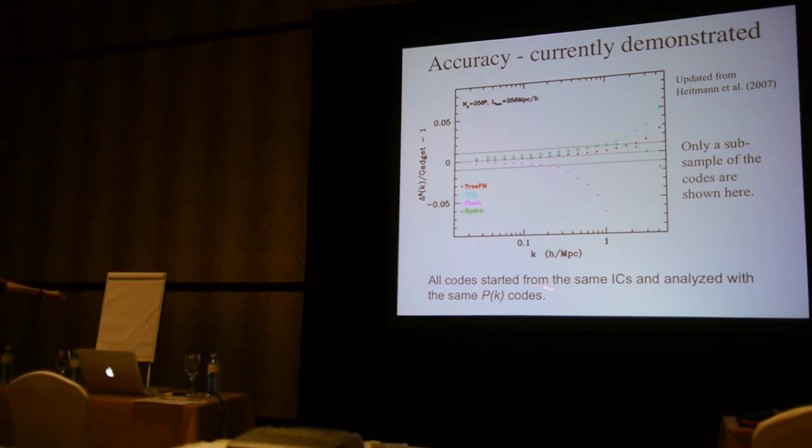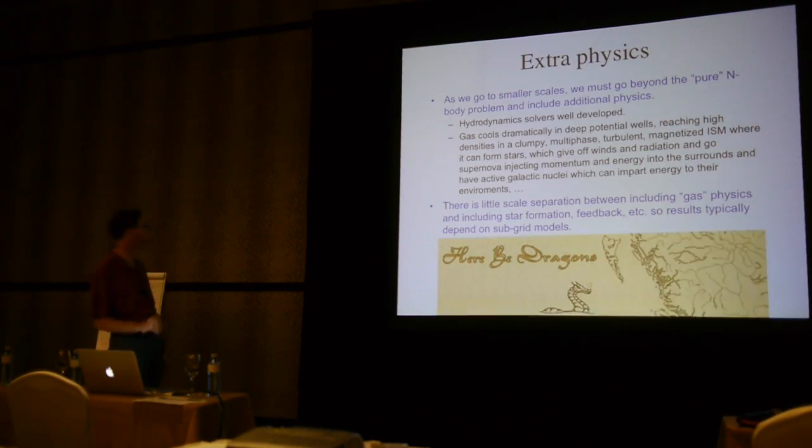So all of these codes were started from exactly the same initial conditions, analyzed with exactly the same analysis code. So this is just a test of that n-body evolution step. But you can see that basically everyone can integrate those equations relatively well, given the same initial conditions. And so that's at least encouraging, because in principle that should be possible, but it's not always the case that it is. The problems, of course, come as you move to smaller scales than what I plotted there.